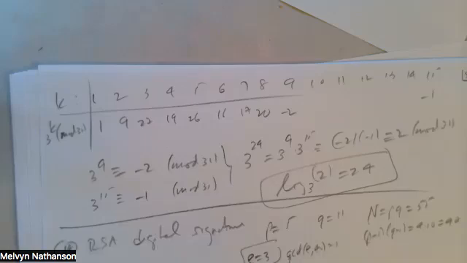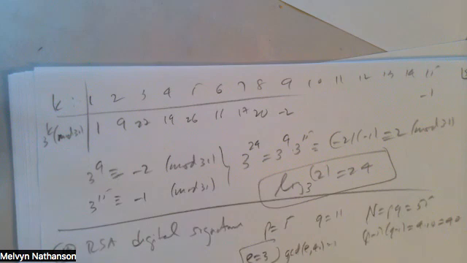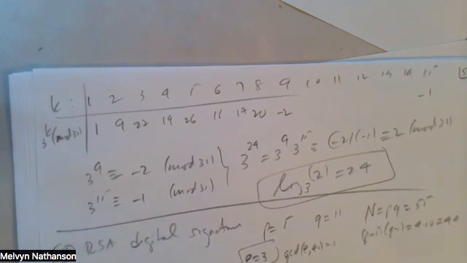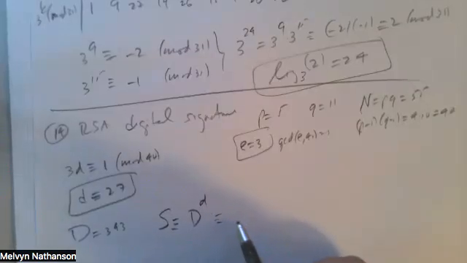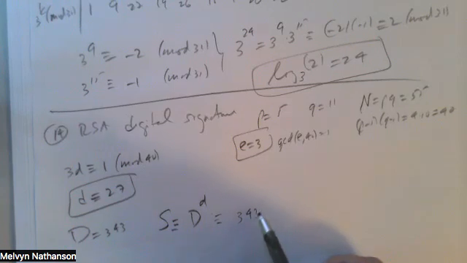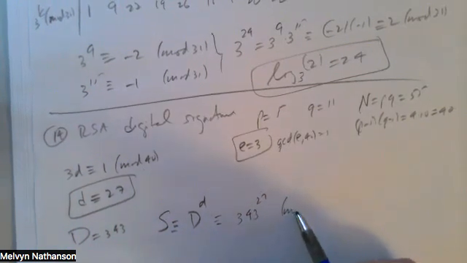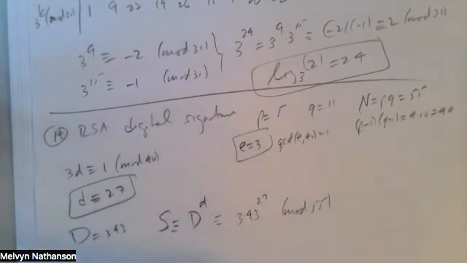And if you have the document 343, you want to sign the document. So you want someone to know that this message is really coming from you. Your signature is capital D to the... Professor, could you please move down the paper a little bit? Yeah, okay. Thank you. It's exactly what's written in the problem. So this is 343 raised to the power 27 modulo 55. And that's S.